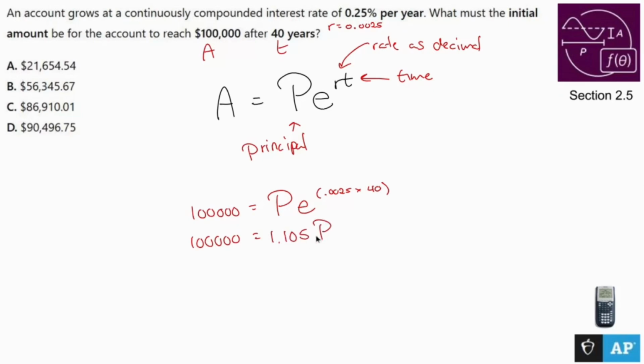So 100,000 equals 1.105 P. And so we divide both sides by 1.105, so let me go off to the side again and find out what 100,000 divided by 1.105 is.